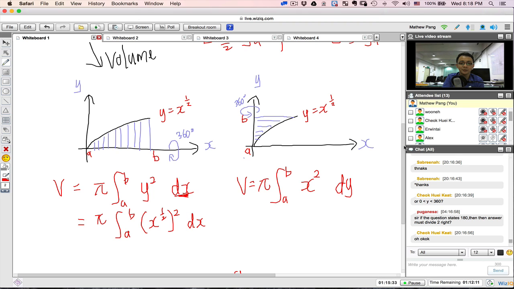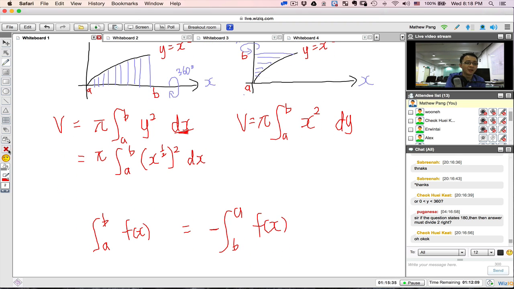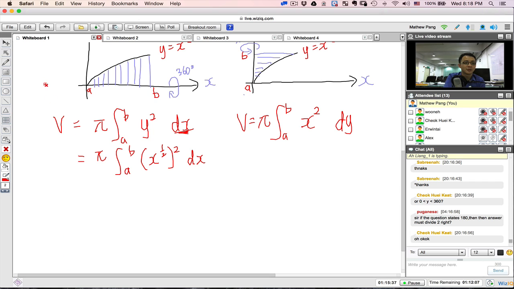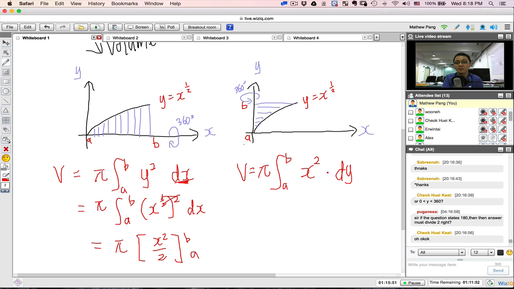Then I just solve this one. Yes, so you know power half and square, this one will give you power 1, isn't it? So you integrate, you just will get x squared over 2. BA. Done. Alright, this one actually we need to make x as the subject, isn't it?